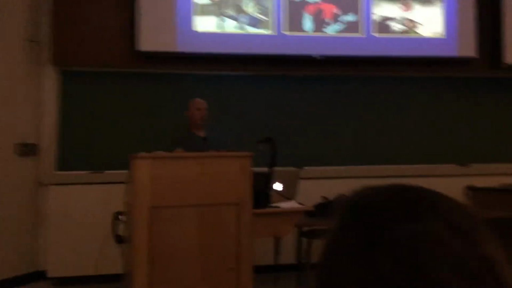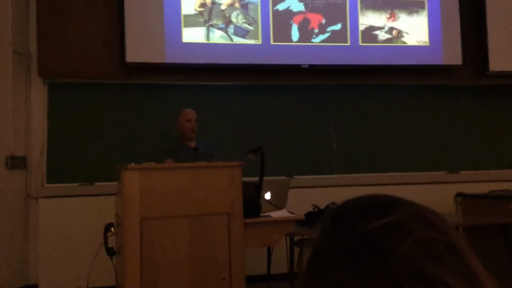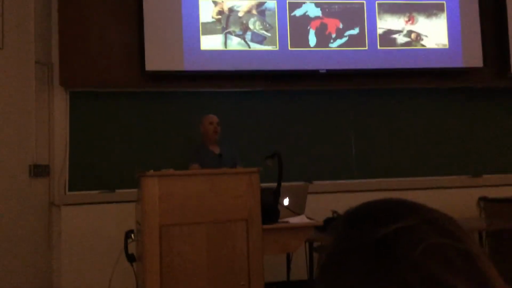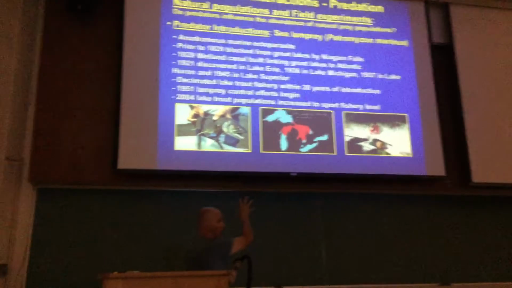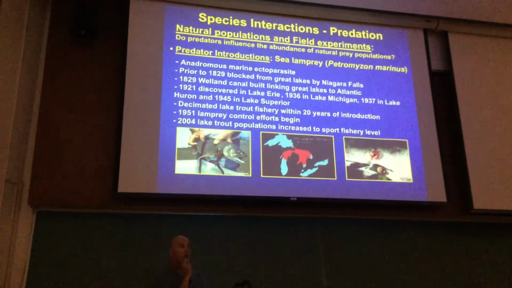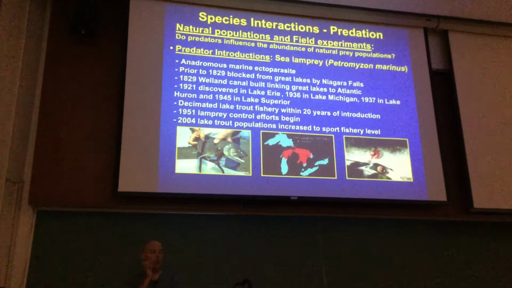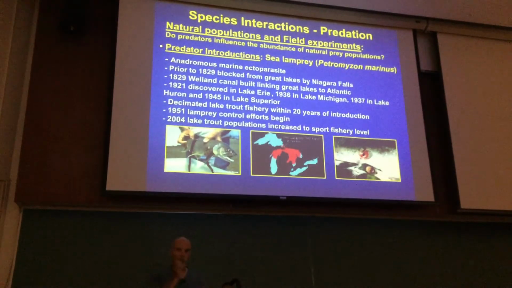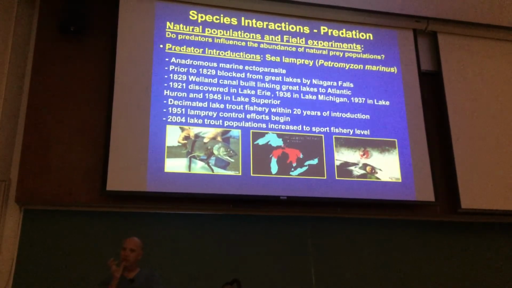And then in '36, it went to Michigan. And then in '37, it was Huron. And then in basically '45, it was Superior. And it spread throughout the entire lakes like an invasive wave. You can kind of see the red spreading distribution. Within 20 years of introduction, it had completely decimated fisheries within the lakes.